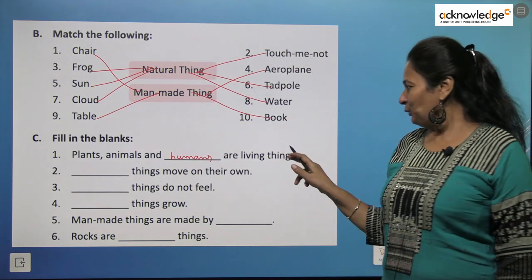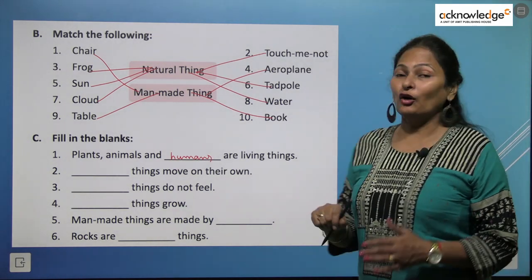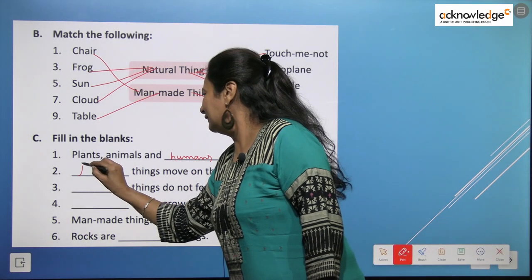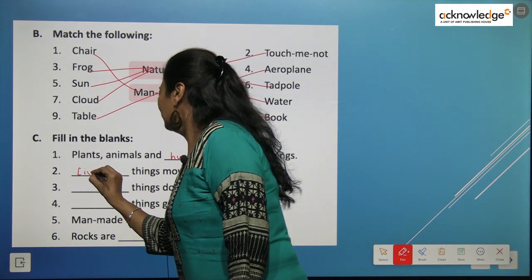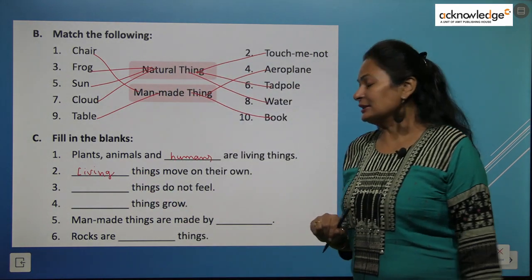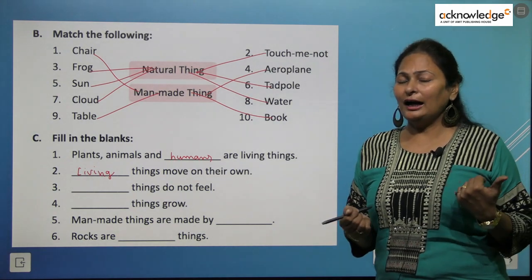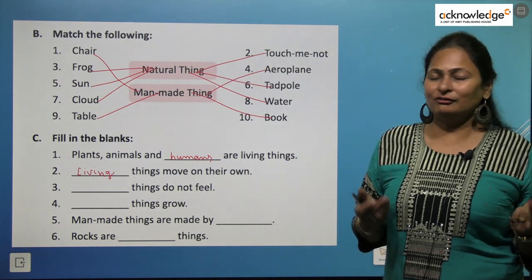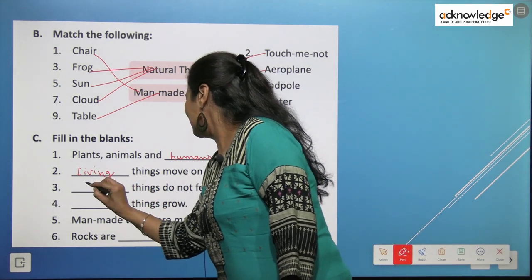Plants, animals and humans are living things. Dash things move on their own. Very good answers. Living things. So living things move on their own. Dash things do not feel. Living things feel. Yes, we all have feelings, right? We can feel the anger. We can feel the love and affection, right? So, but non-living things don't have feelings.